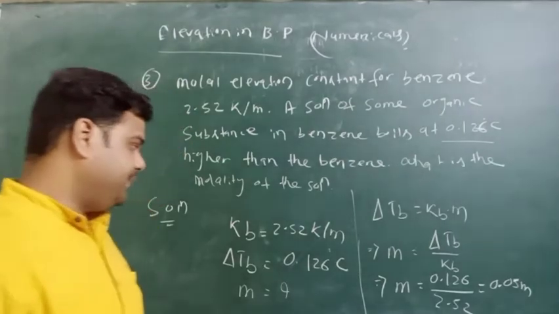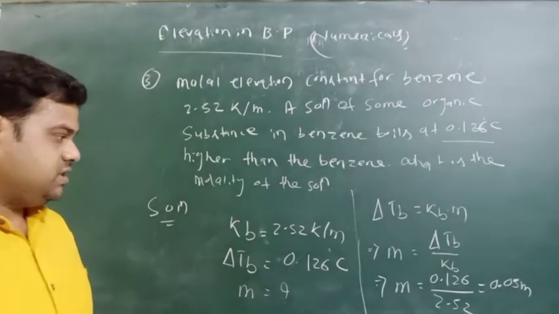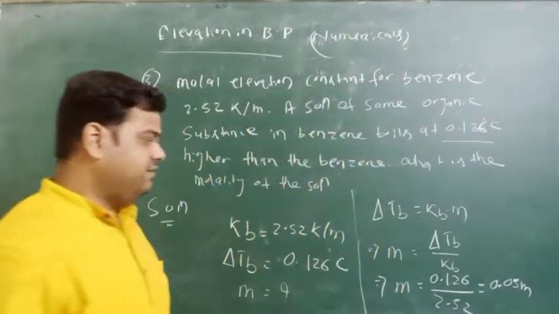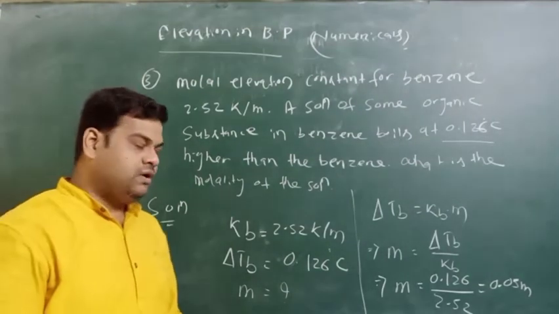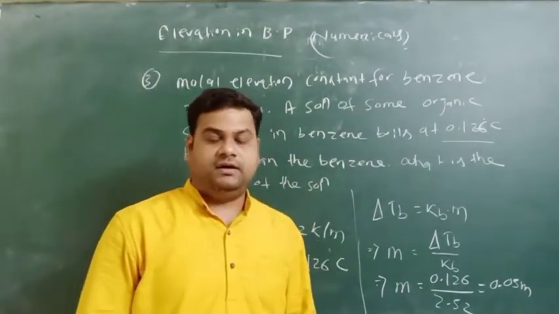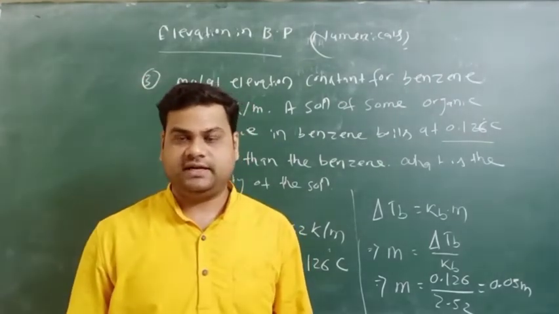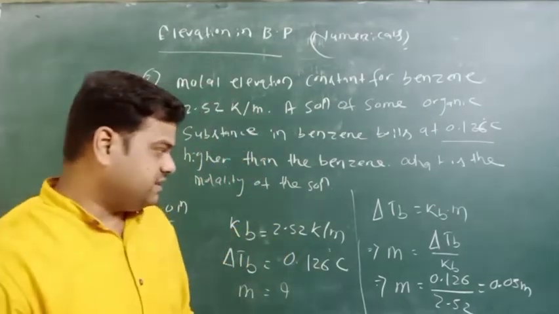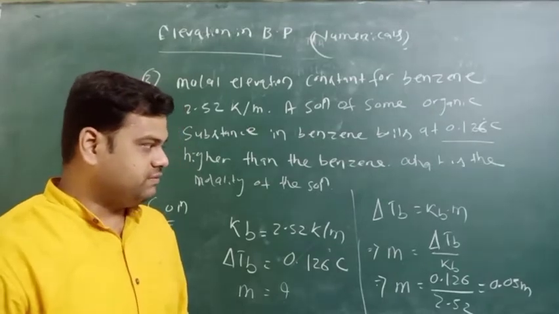Okay, 0.05 m is the answer, the molality of the solution. You just calculate the value, then you will get the answer 0.05 m. Then what is molality? Molality means the number of moles of solute dissolved in 1 kg of solvent. It is called the molality of the solution. Okay, so we get the value of molality of the solution equal to 0.05.